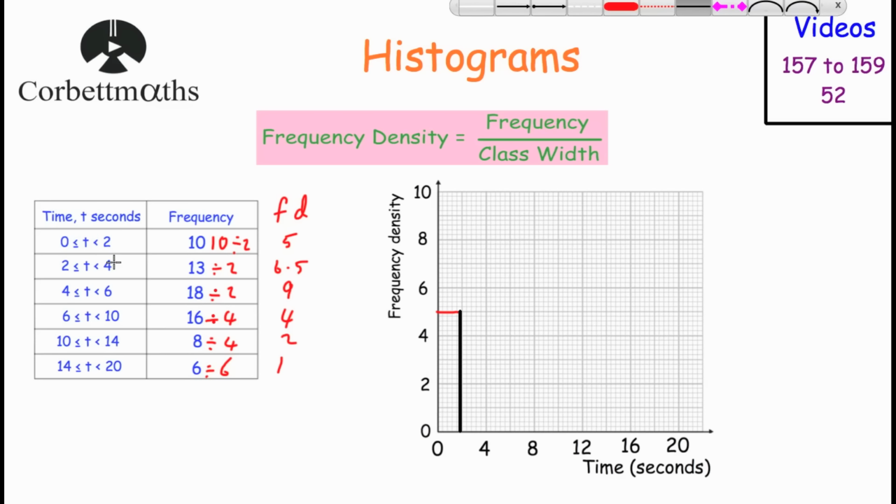Our next bar, from 2 to 4, is going to go up to 6.5. So we actually need to make our bar a little bit higher. We're going to go up to 6.5, so it's going to be halfway between 6 and 7. So that's there. We're going to go across to 4 and then down.